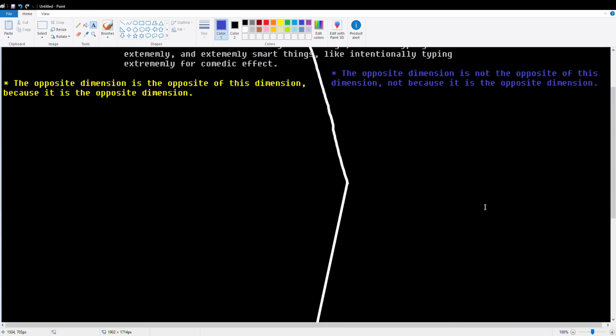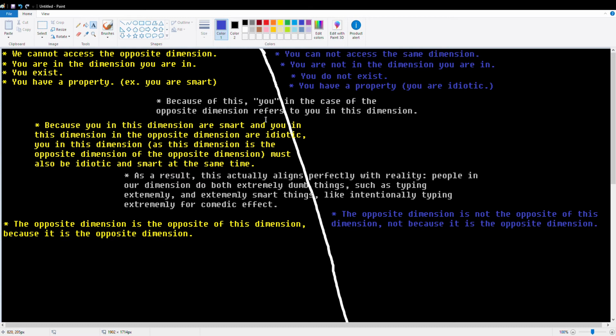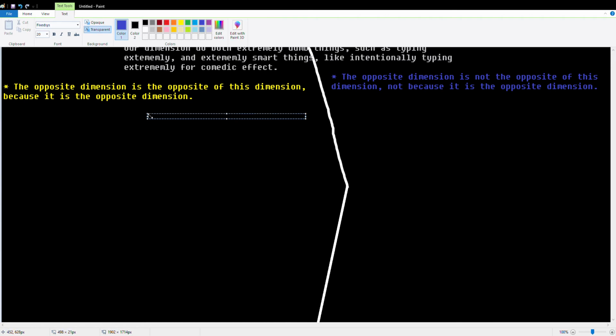This actually gives more credibility to what we had earlier, where we made the exception about opposite not meaning the same in the opposite dimension, because then there wouldn't be an opposite dimension, which would make our dimension not exist, and we know we exist. So yeah, because the opposite dimension is the opposite dimension of this dimension, then the opposite dimension of the opposite dimension is not the opposite dimension of the opposite dimension, not because it is the opposite dimension of the opposite dimension. What? Okay, this is getting confusing, but I hope you can stick with me for a little bit more.